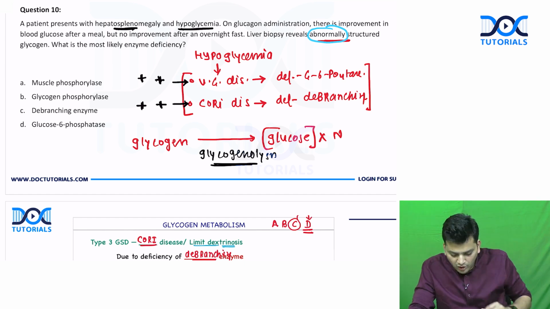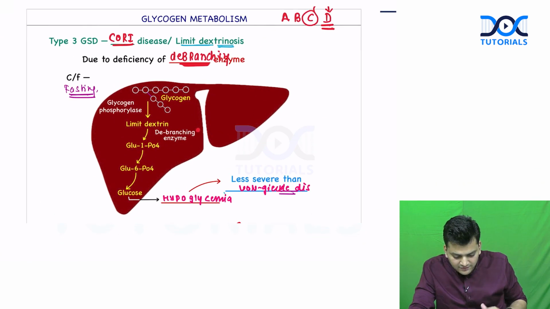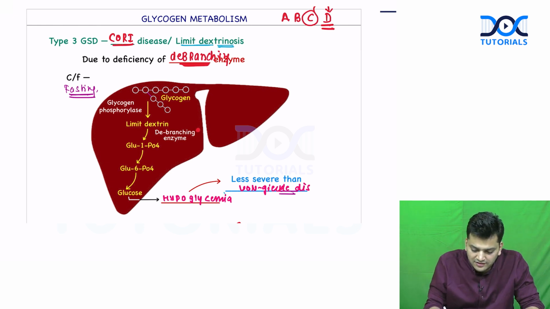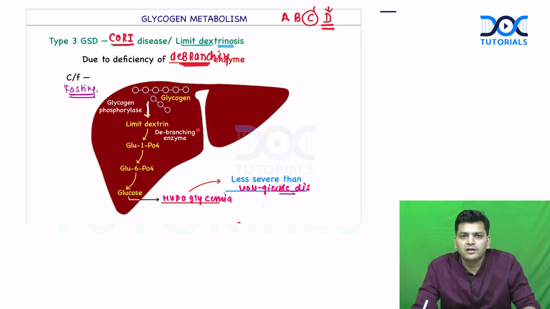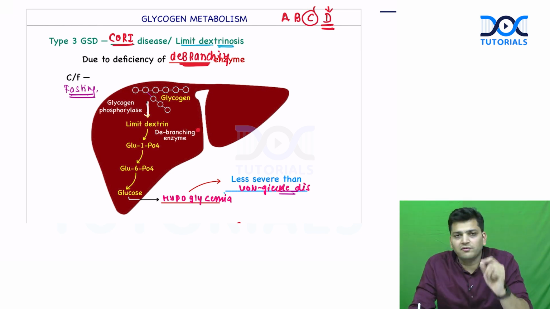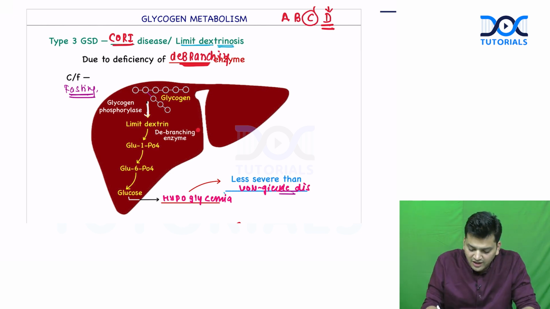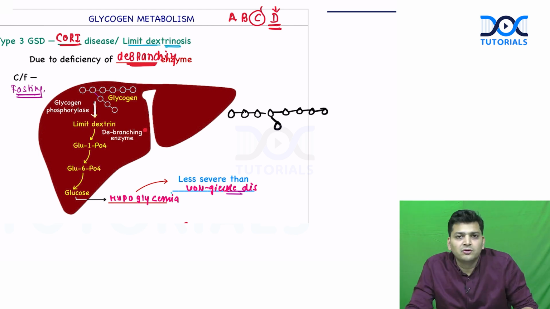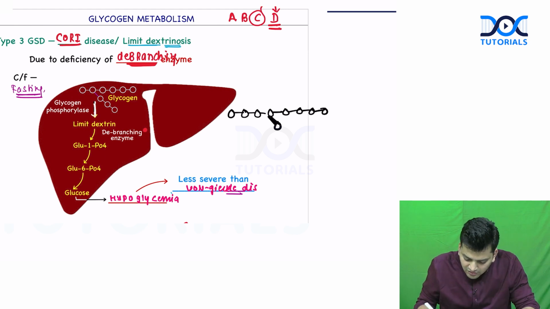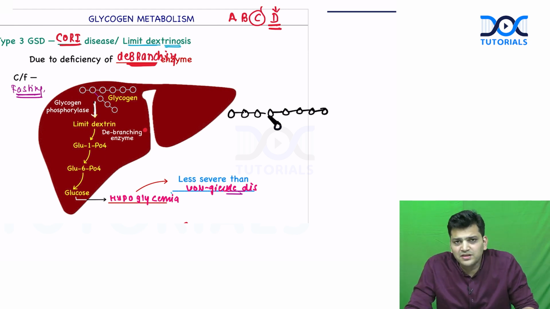See, what happens is, Cori disease is due to deficiency of the debranching enzyme. When you cut the glycogen molecule, you initially cut with the help of glycogen phosphorylase. Then to cut the branching point, you require the debranching enzyme. And if the debranching enzyme is not there, we can't cut the branch, and it will look like this. To cut this small branch, we require the debranching enzyme. And if it is not there, we cannot cut the glycogen further.